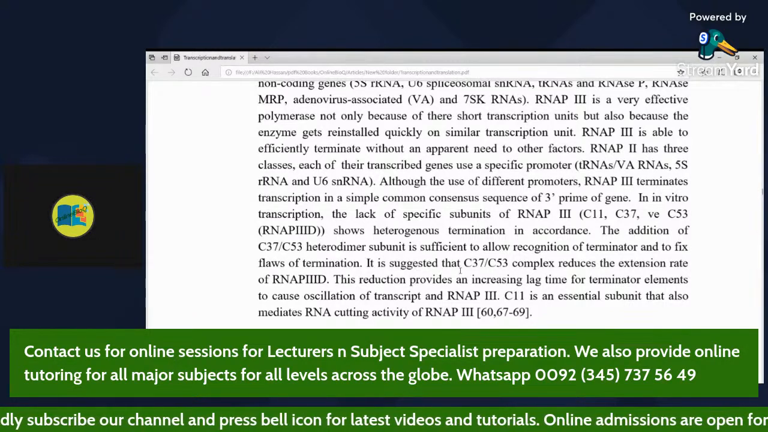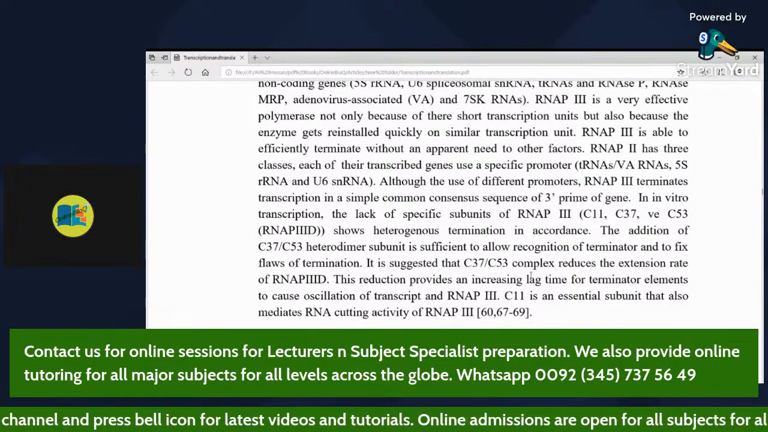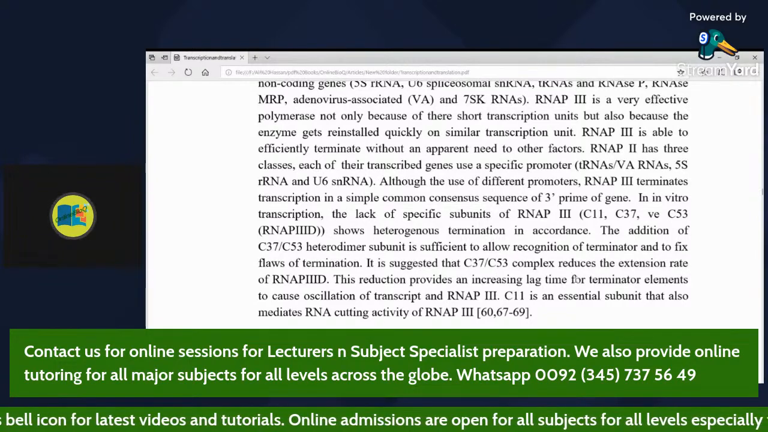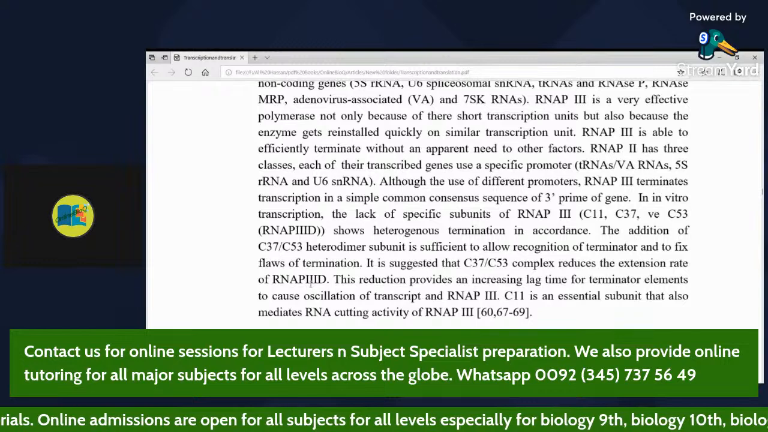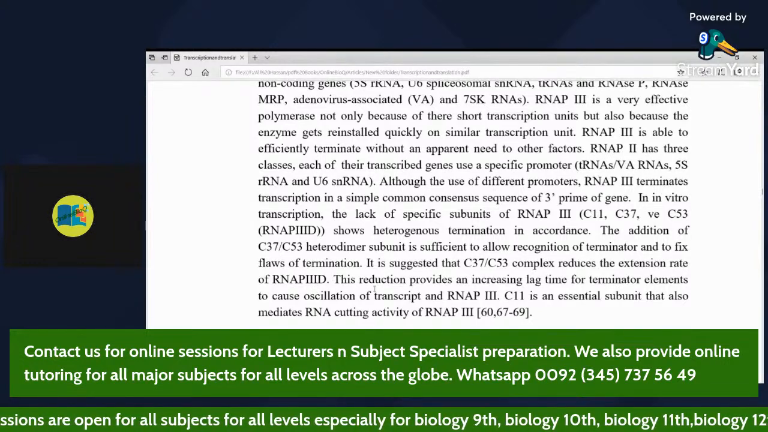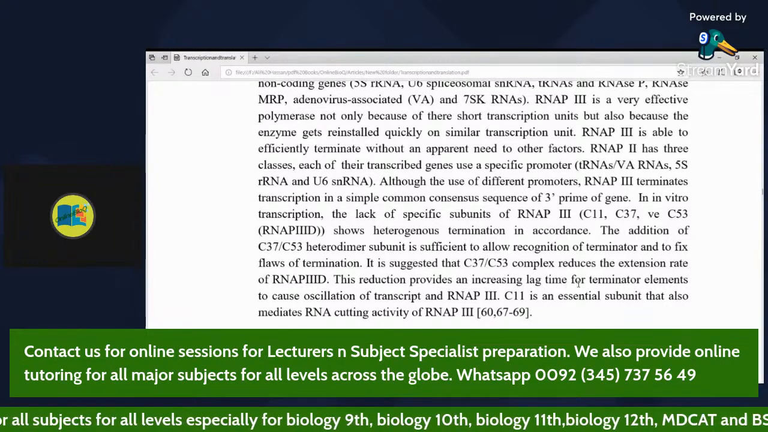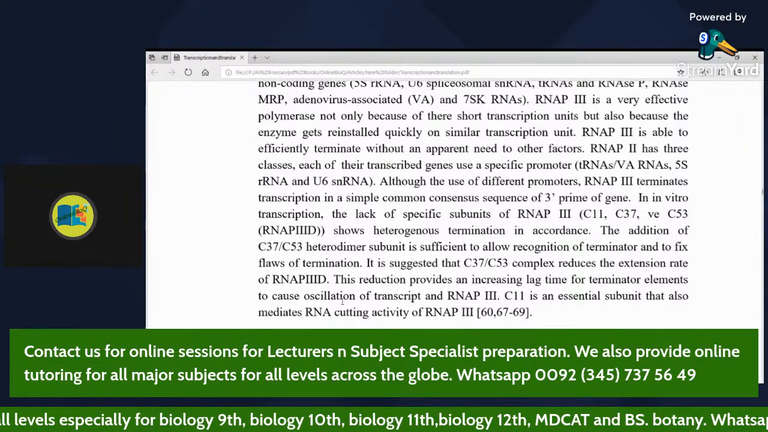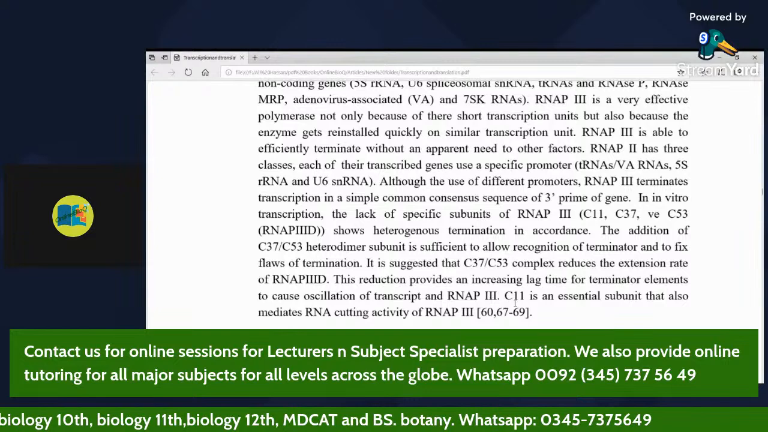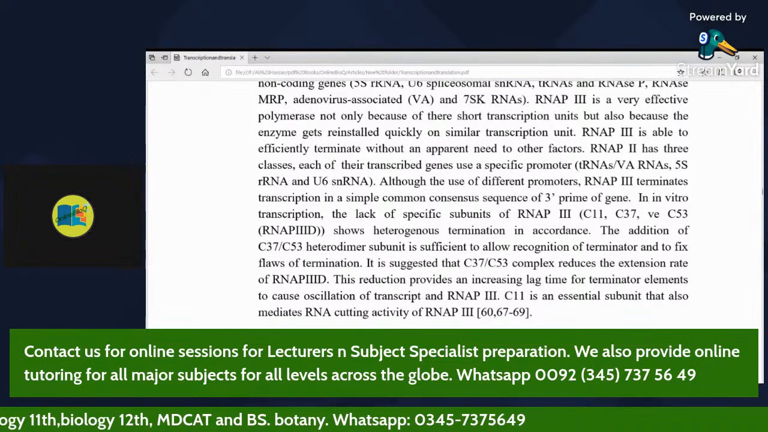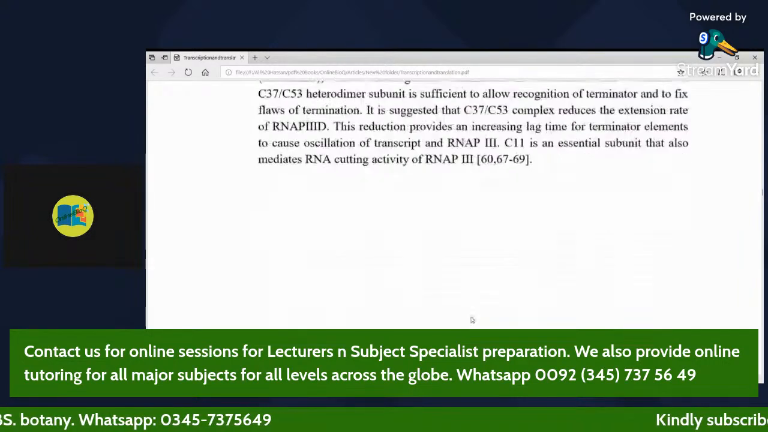It is suggested that the C37 C53 heterodimer subunit reduces the extension rate of RNAP3. This reduction provides an increasing lag time for terminator elements to cause dissociation of the transcript and RNA polymerase 3. C11 is an essential subunit that also mediates the RNA cutting activity of RNA polymerase 3.